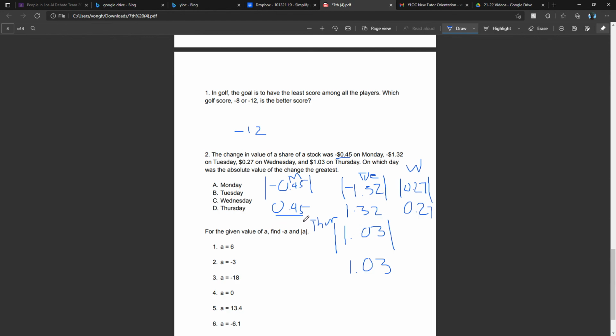Now if we look, 45 cents and 27 cents are obviously lower than these two because it's not even $1. And so now we have $1.32 and $1.03. Now all we have to use is just logic, which is Tuesday, because you have around 29 cents more than this. So the answer would be Tuesday.